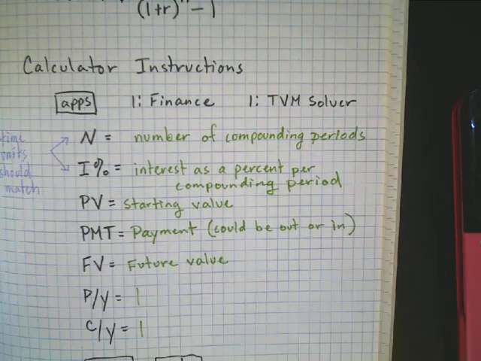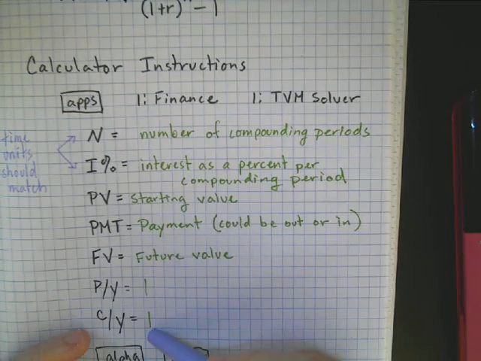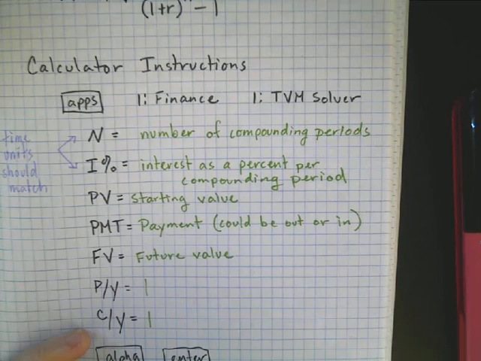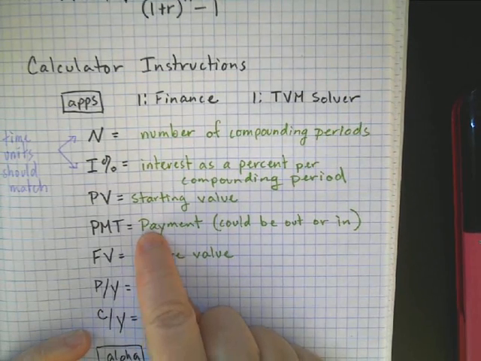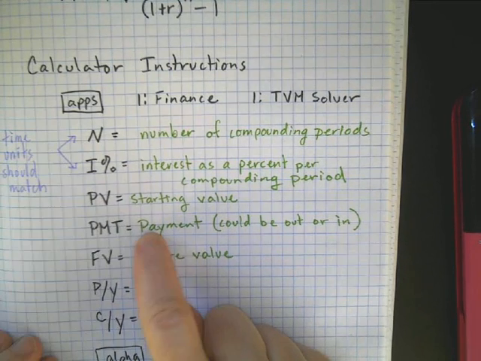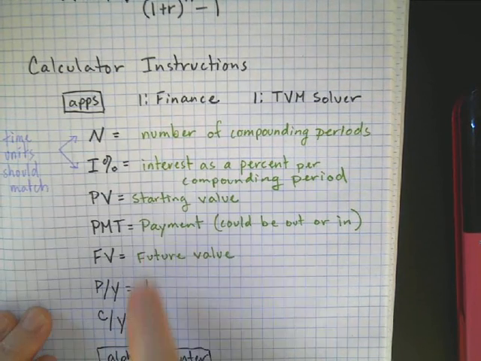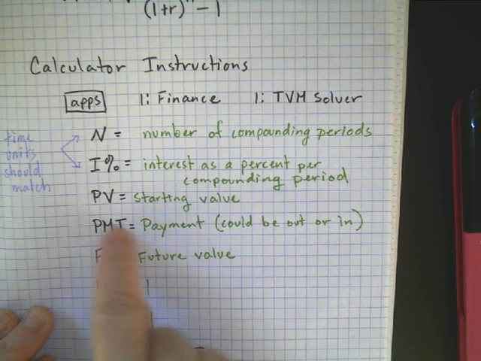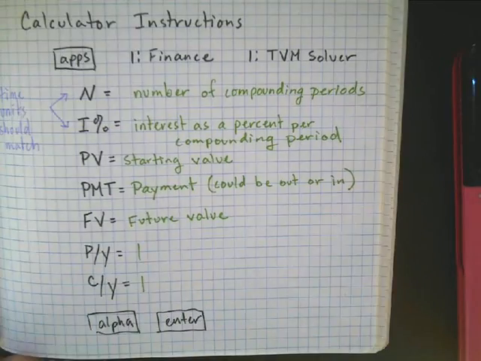Then after you have everything put in, whichever one you don't know, you're going to highlight it. Okay, so if you don't know what the payment is, start out by putting 0, because it won't let you leave it blank. You have to put something. So if you don't know what the payment's going to be, put a 0, but then move your cursor on to payment, and then in order to get the answer, you're going to hit alpha and then enter.